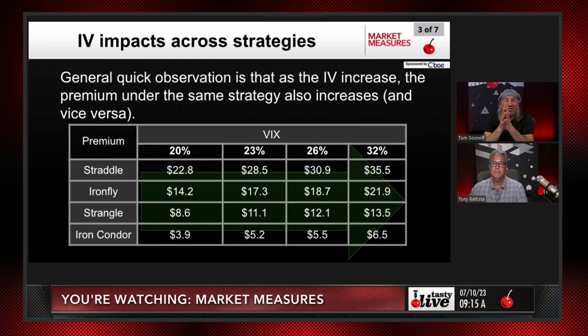So here's your first look. A quick general observation is that as implied volatility increases, the premium under the same strategy also increases, and vice versa. We looked at those same four strategies across the VIX levels, and you can see how the numbers move up in a linear fashion. For every single strategy, the numbers get progressively higher, with significantly bigger credits as implied volatility goes higher.